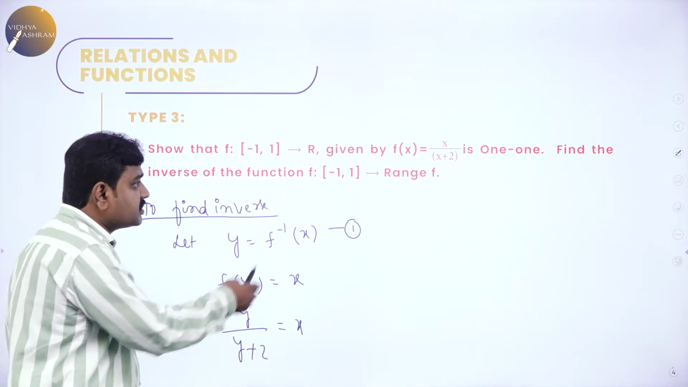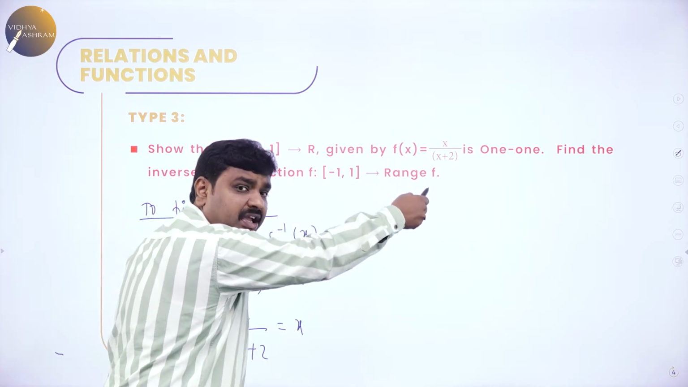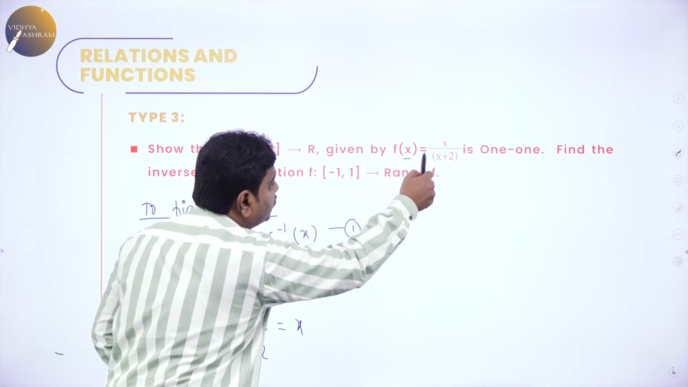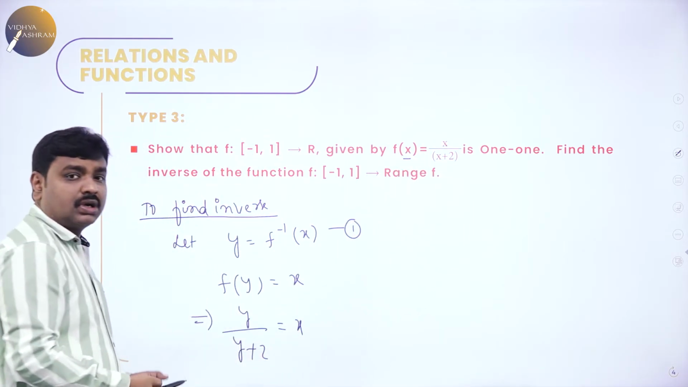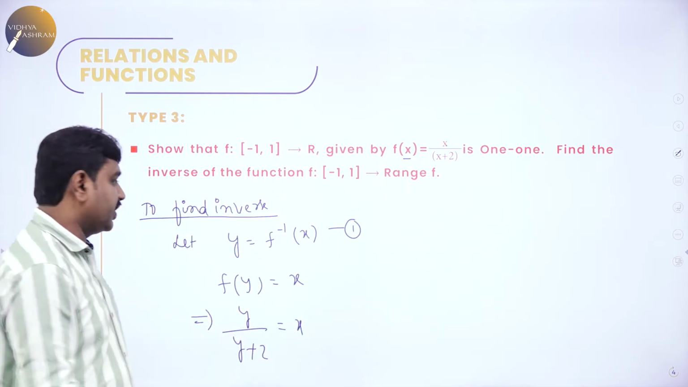f of y means refer to the question. f of p by x plus p by p plus 2. f of x is x by x plus 2. f of p is p by p plus 2. f of y is y by y plus 2. Now cross multiply, rearrange and get y.